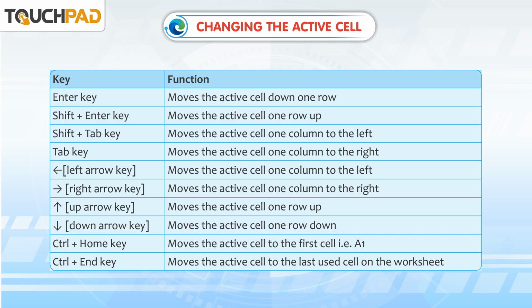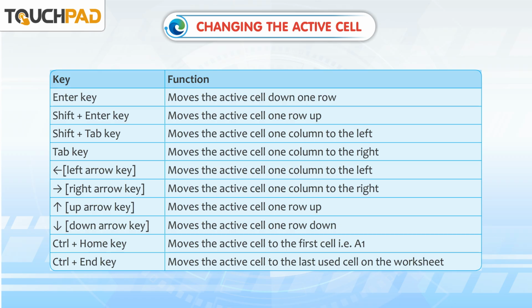Left arrow key moves the active cell one column to the left. Right arrow key moves the active cell one column to the right. Up arrow key moves the active cell one row up. Down arrow key moves the active cell one row down.